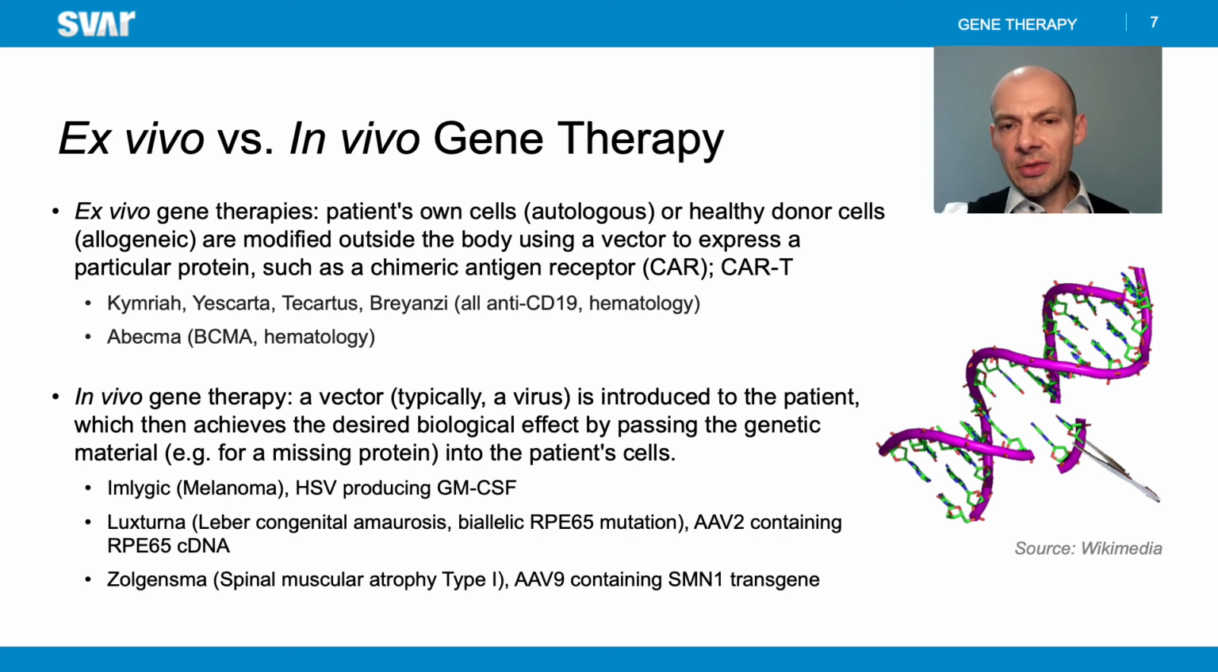In so-called in vivo gene therapy, a vector, which is typically a virus, is introduced directly into a patient. The desired biological effect is created by passing the genetic material, for example for a missing protein, into the patient's cells. Here it is often adeno-associated viral vectors. Here are two examples. Luxturna is an AAV2 containing the cDNA for RPE65, and Zolgensma is an AAV9 containing the transgene for SMN1.